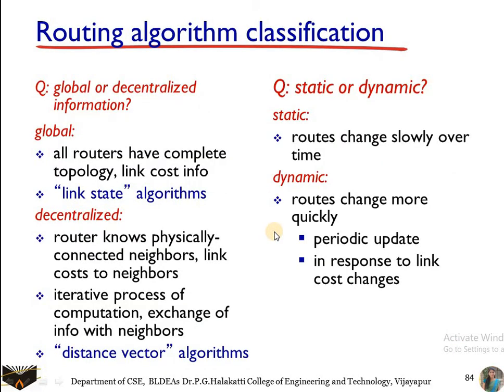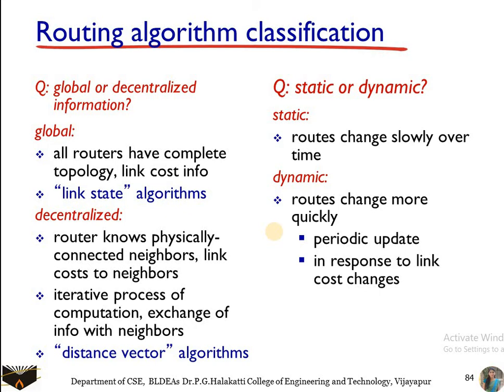So here we are going to classify the routing algorithms. The first classification is the global algorithm and the decentralized algorithm. The global algorithm computes the least cost path between source and destination using complete global knowledge about the network. That is, the algorithm takes the connectivity between all the nodes and all the link costs as an input. Then it computes the path from source to destination.